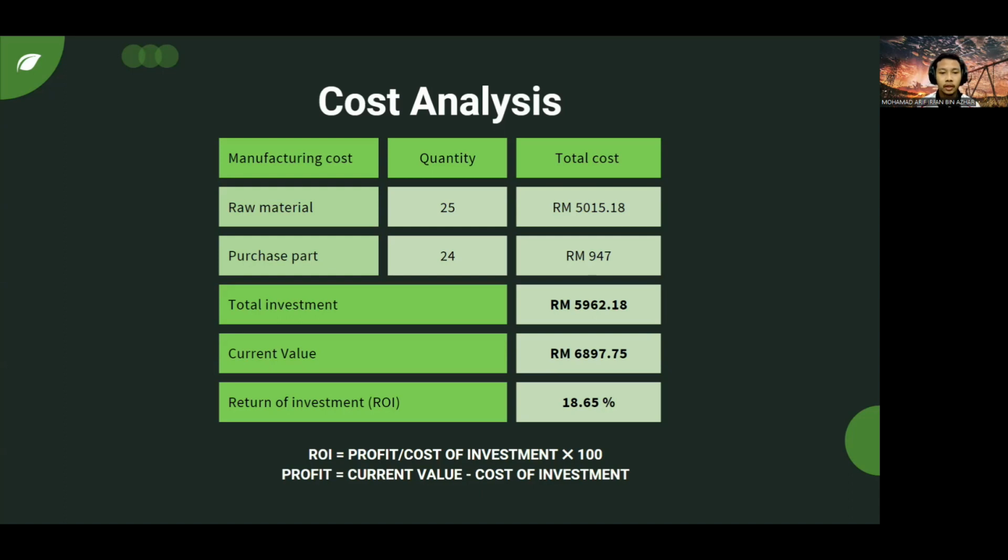Then for the return of investment, ROI, we can get it based on two values, the total investment and current value, based on the calculation below the table. Then we can get the value for ROI, which is 18.65%. So based on that, we can ensure that our harvesting drone can be completed and it is possible to commercialize widely in the agricultural field market.